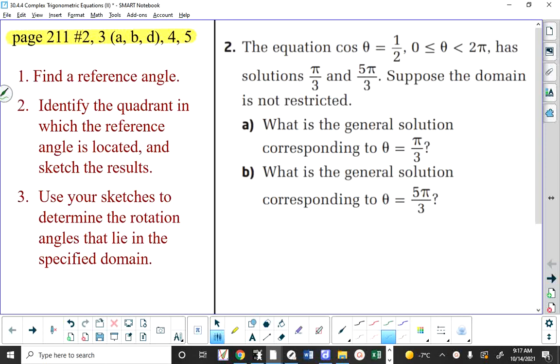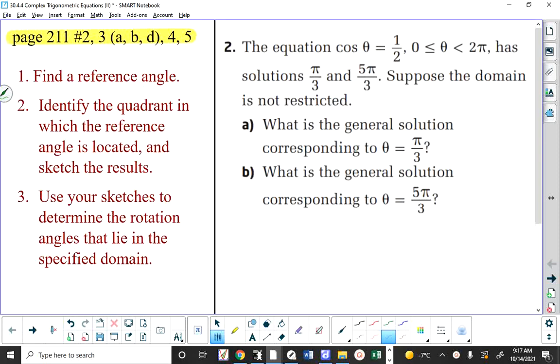So what I've got on the left-hand side of the screen here is kind of a procedure. I don't know that we have to memorize step 1, step 2, step 3. In fact, these first two steps don't have to be done in the order that I've listed them. What I'm saying is, in order for you to solve a trigonometric equation, there are two pieces of information you really need to know. One, what is the reference angle? And two, in which quadrants can the terminal arm be?